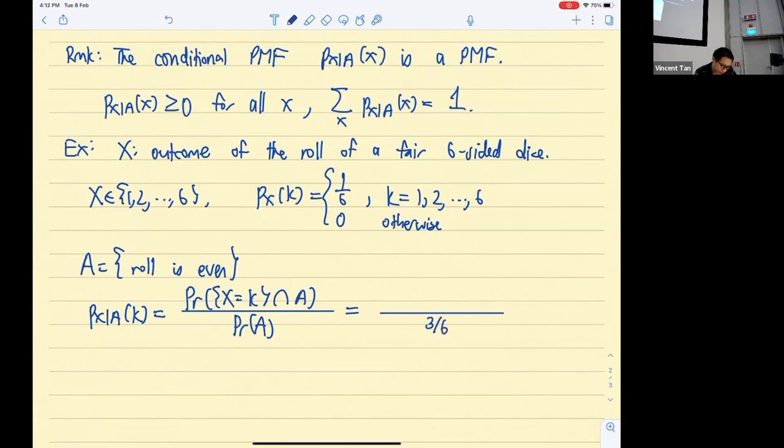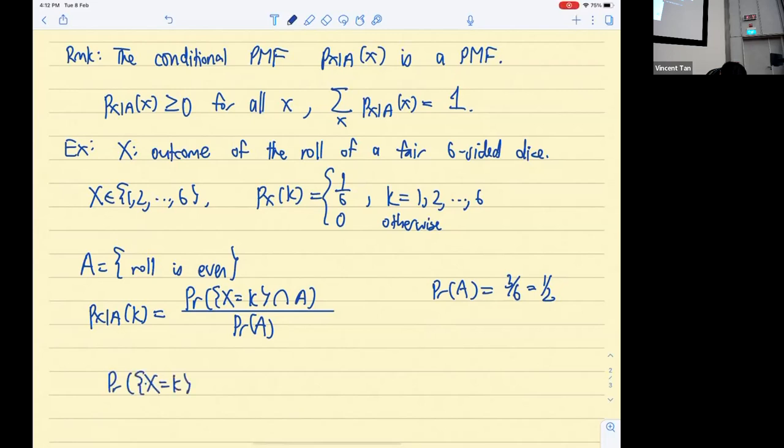So now we have to deal with the top. The top is not so easy. The numerator actually requires some thinking. Let me put the probability of A here to be 3/6, which is 1/2. Now, let us do this carefully and slowly. So the probability that X equals K together with A, which is that the toss is even.